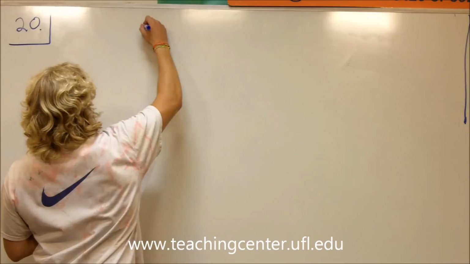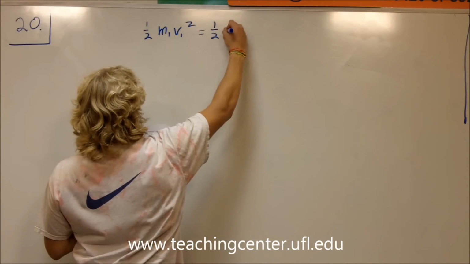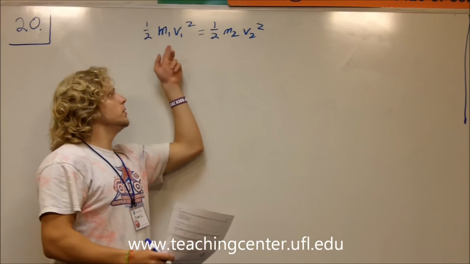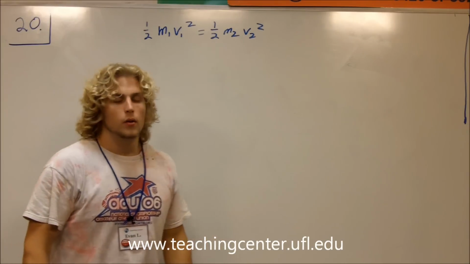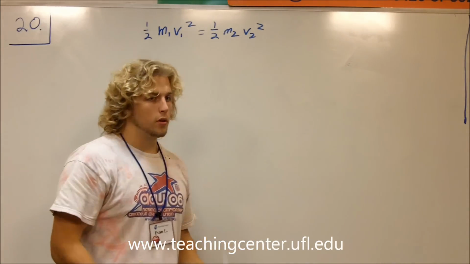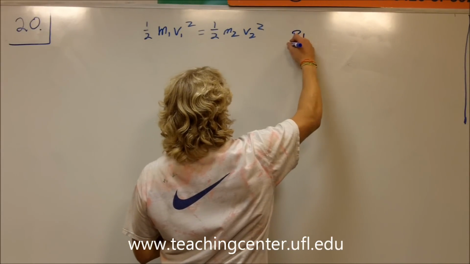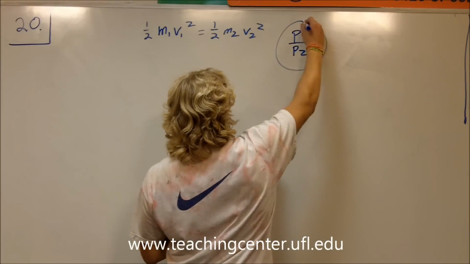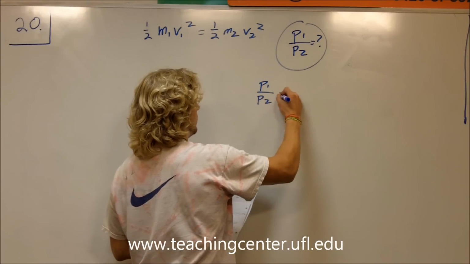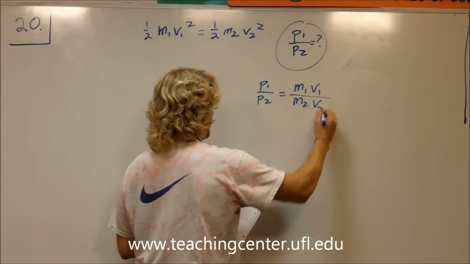So you have 1/2 m1 v1 squared is equal to 1/2 m2 v2 squared. We don't know the relationship between the masses, and we don't know the relationship between the velocities. We can't really solve anything from there in terms of any further conclusions because of this. But we're looking to find P1 over P2. What is that? Okay, so we know that P1 over P2, momentum of 1 is m1 v1 over m2 v2.